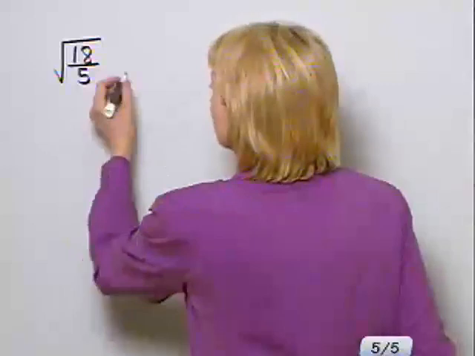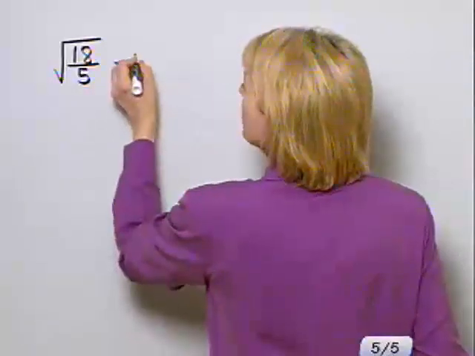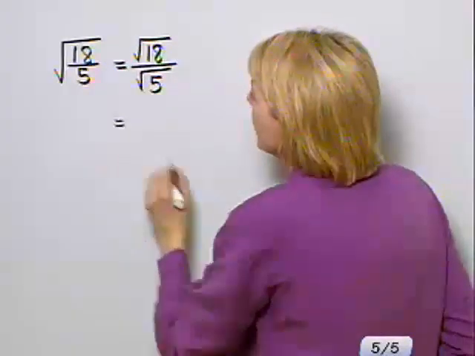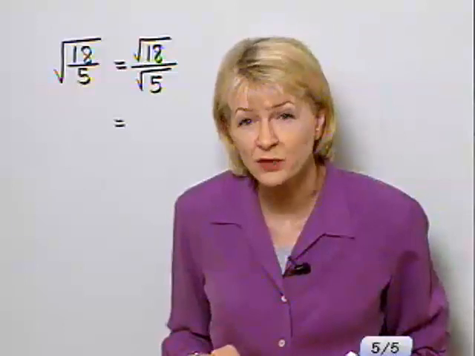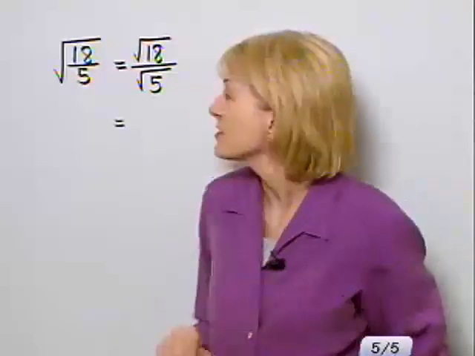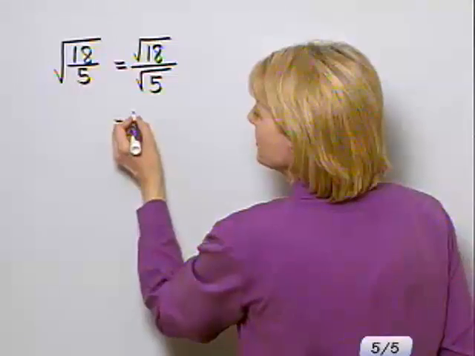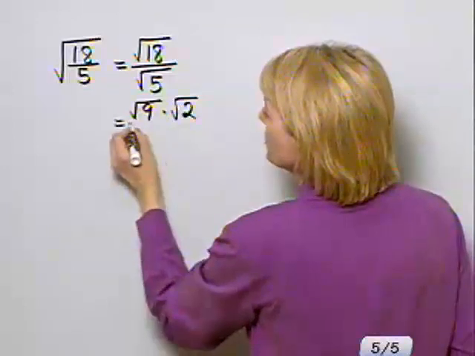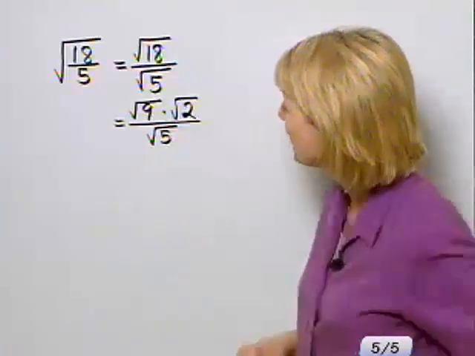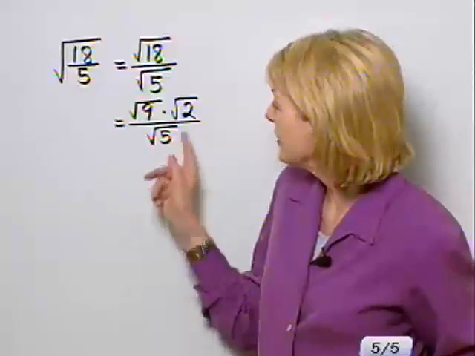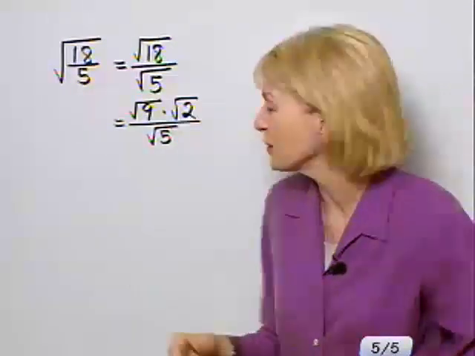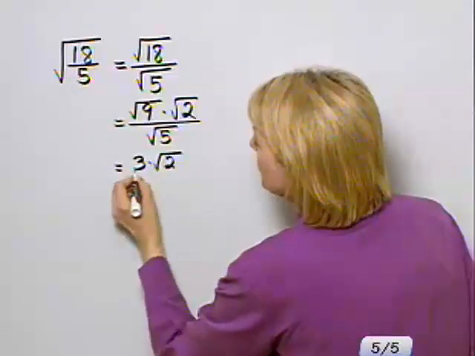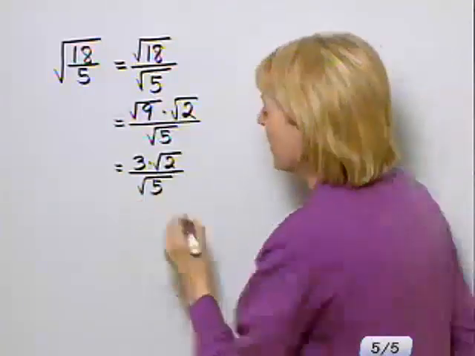Let's do that first. So this is, by the quotient rule, the square root of 18 over the square root of 5. And then notice 18 contains a perfect square factor of 9. So the square root of 18, I can write as the square root of 9 times the square root of 2, and then of course in the denominator I do have the square root of 5. Now why did I do this? Because the square root of 9 is 3. So I have 3 times square root of 2 over square root of 5.